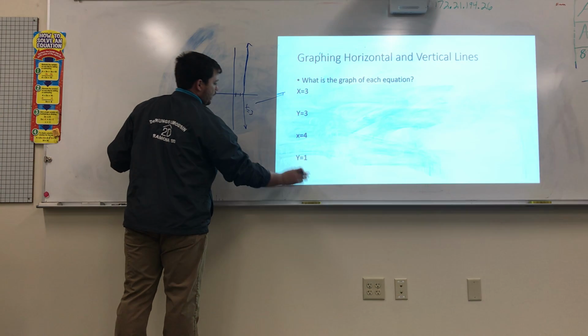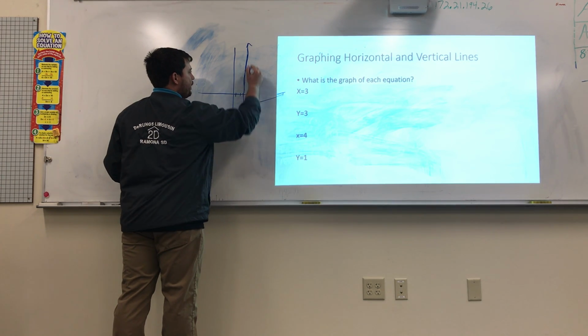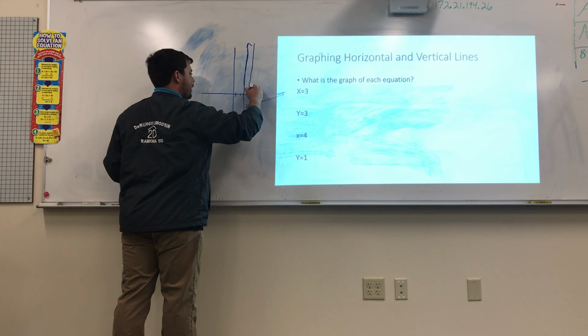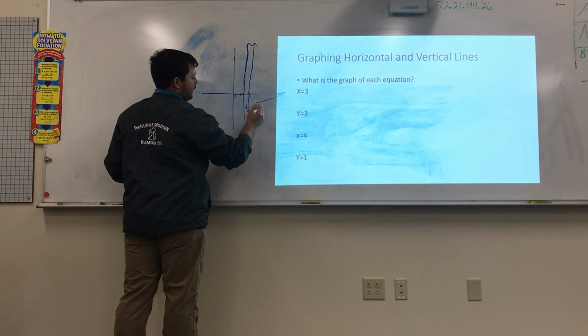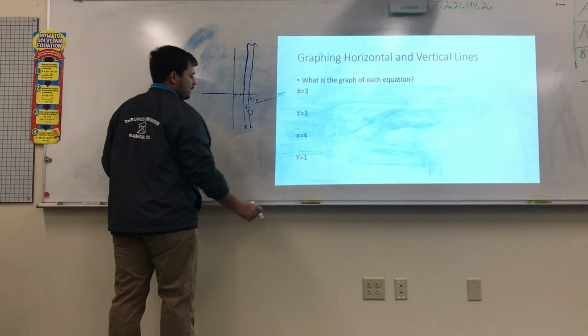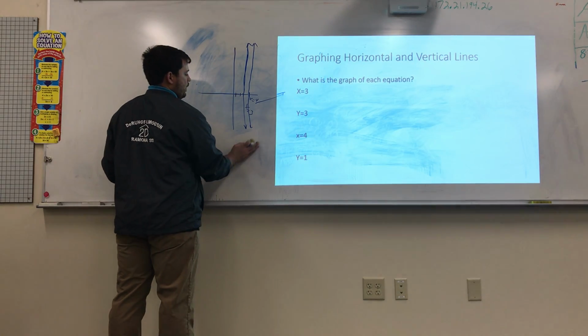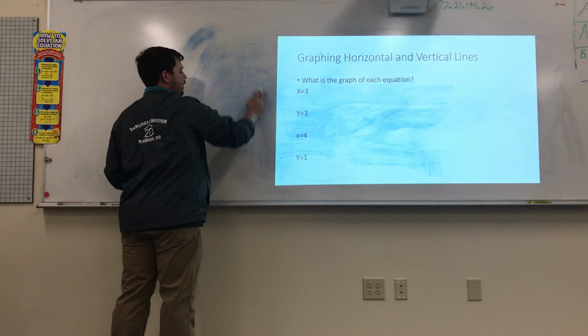Okay? X equals 4. I'm going to skip down to this one. Would be right through here, because it's going to be a vertical line. So this one is x equals 4. Okay? So I've done the second one and I've done the third one.